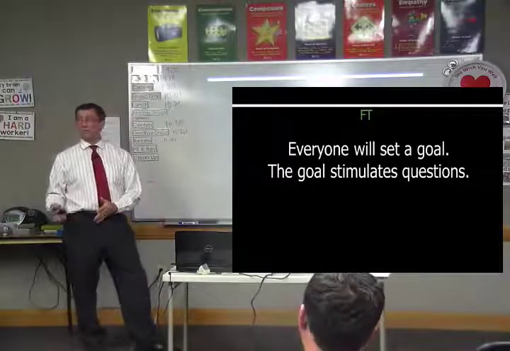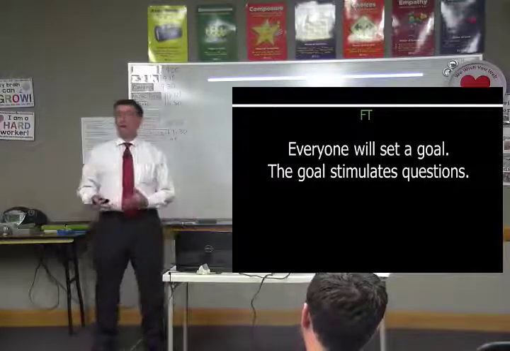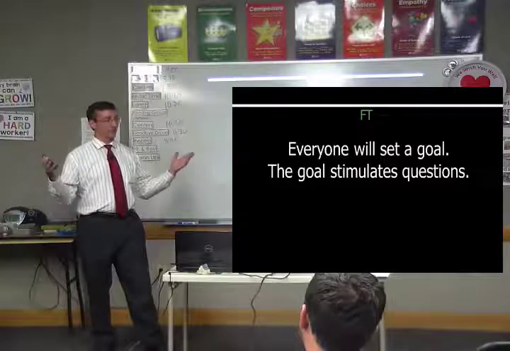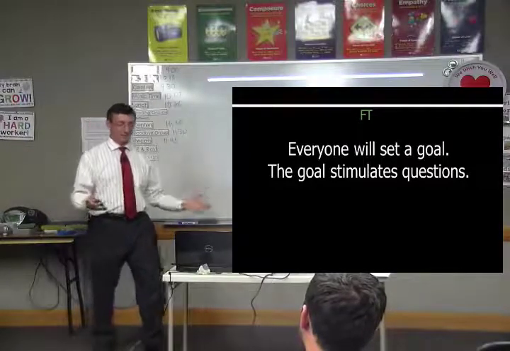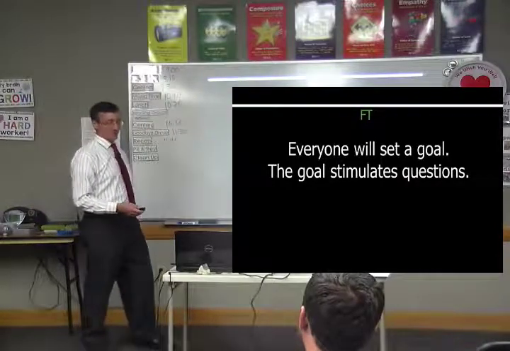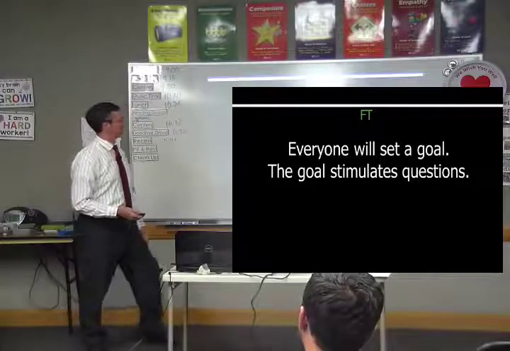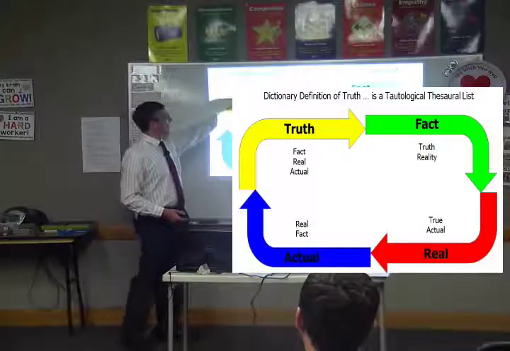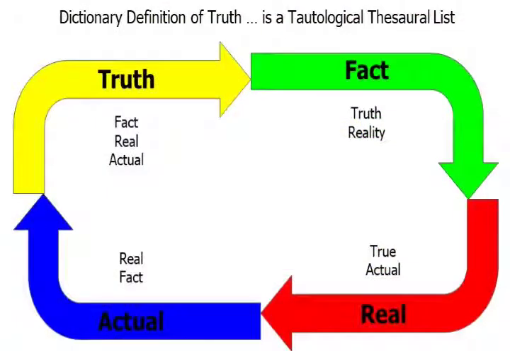So the questions are important, the definitions are important, but one of the problems is we don't even really have a good definition of truth. In fact, he went to the dictionary, right? We think, well, it's got to be in the dictionary. So this is what he found when he went to the dictionary to find the definition of truth. It said that truth is a fact, real, and actual. But then you look up fact, and that's truth and reality. And you look up real, and that's true and actual. And then you look at actual, and that's real and fact.